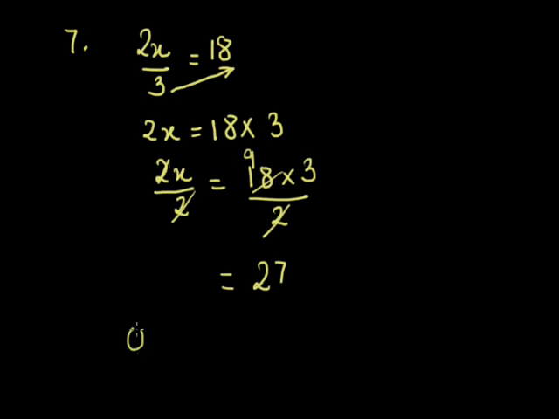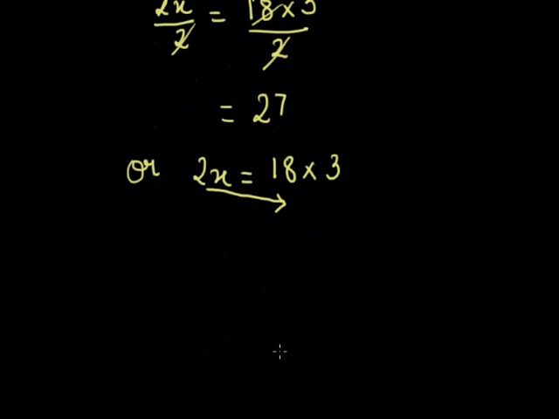Or what I can do is, I can cross multiply: 2x is equal to 18 into 3. Again, I can cross multiply this 2. I can take this 2 to the denominator. It will become x is equal to 18 into 3 upon 2. That will be equal to 27. So the answer will be same in both the cases.